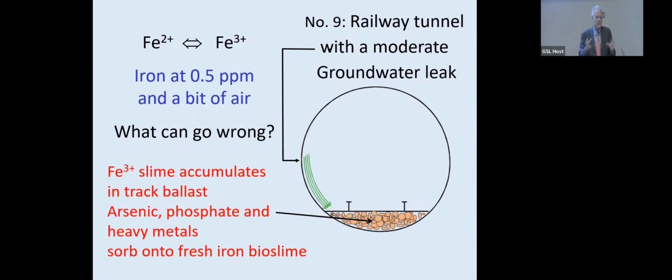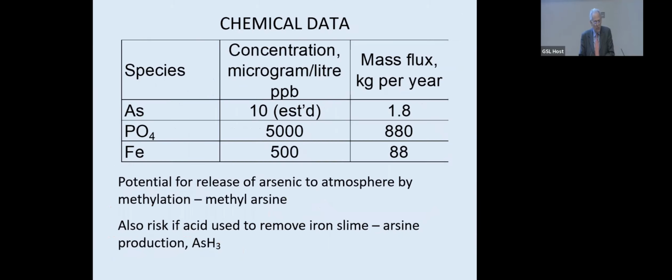Problem solved. Don't bother to do any further detail. Building a slime, and then the slime was filtering that water and removing arsenic from it. We estimated that the arsenic concentration in the water was about 10 micrograms per litre, not milligrams, micrograms. But the flux was 1.8 kg a year. And that was all getting trapped in the iron slime.